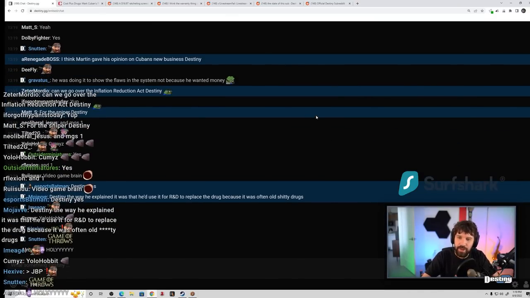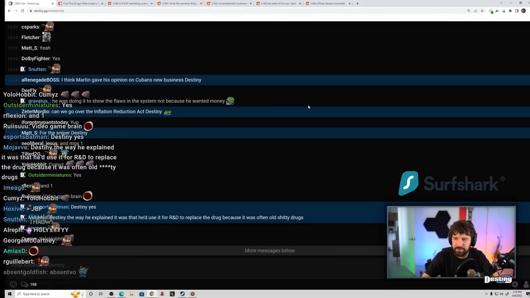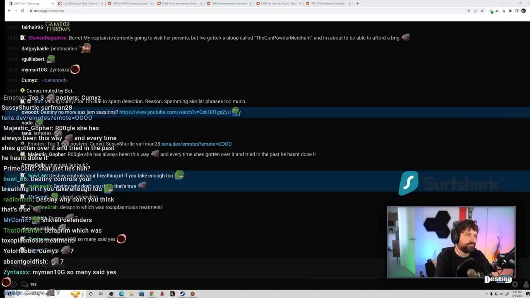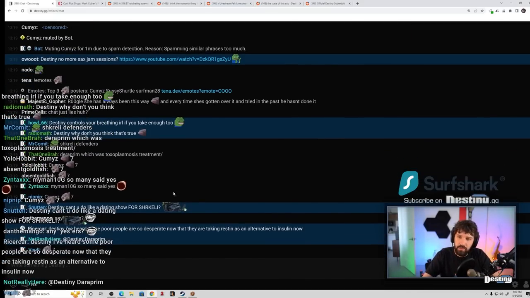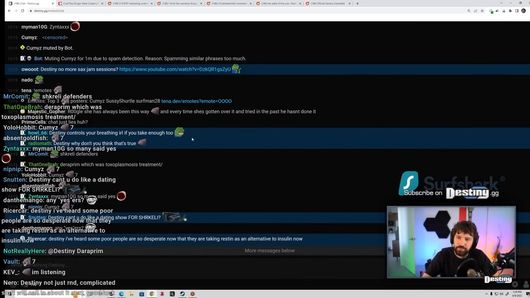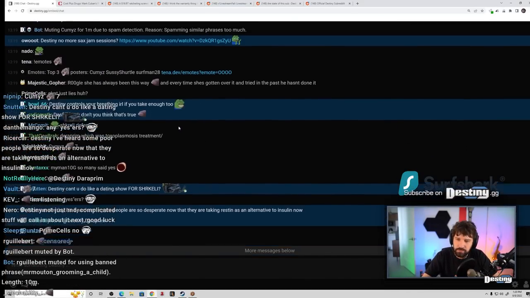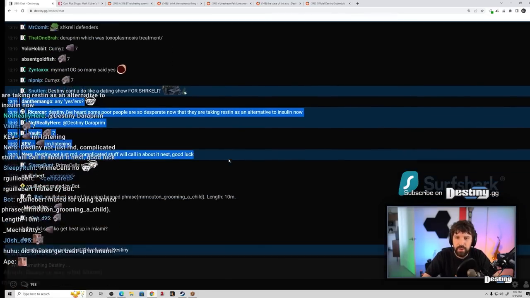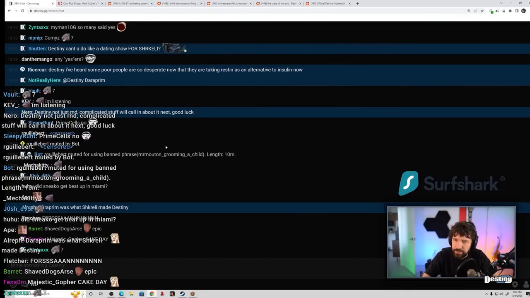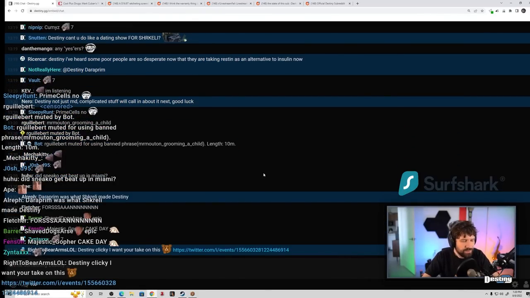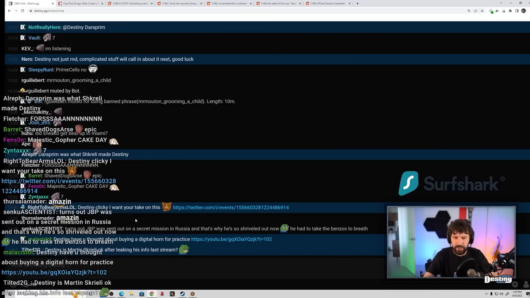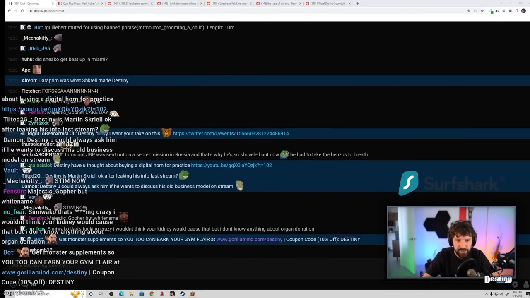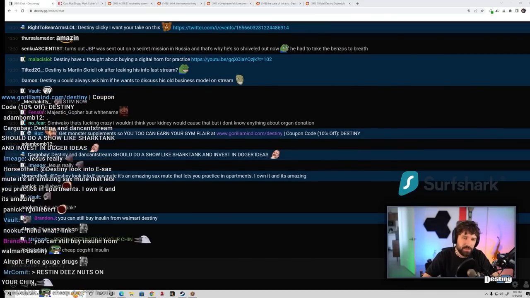Yeah, okay. The way he explained it was that he'd use it for R&D to replace the drug, but I don't think that's true. I've heard some poor people are so desperate now they're taking Restin as an alternative to insulin. Okay, like I said, I could be wrong. Somebody check and correct me. I think you can still find cheap dog shit insulin. I think that still exists. If you want to buy cheap dog shit insulin, it just sucks. You can still buy insulin from Walmart.